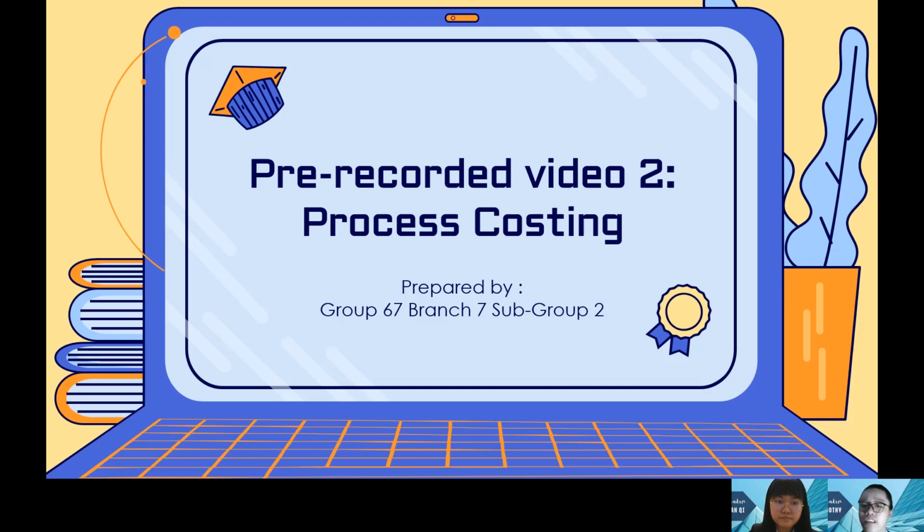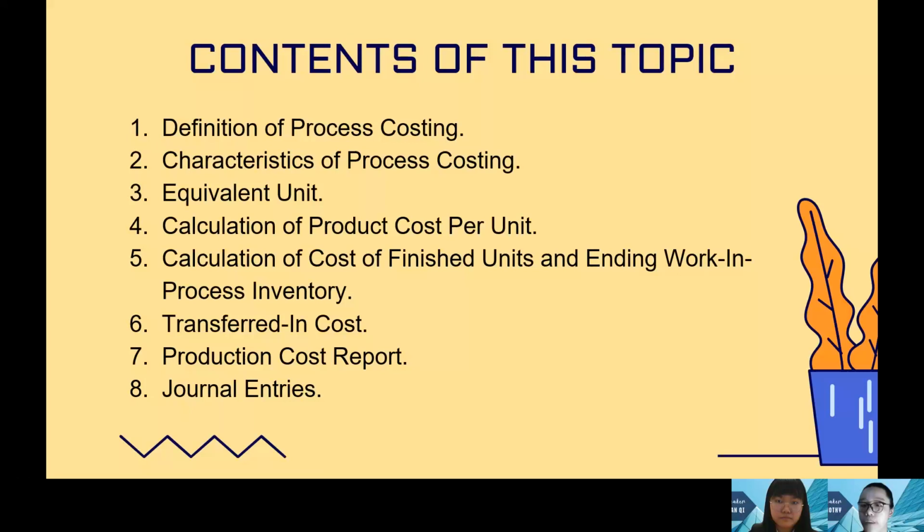And the topics will be: 1. Definition of process costing, 2. Characteristic of process costing, 3. Equivalent unit, 4. Calculation of product cost per unit, 5. Calculation of cost of finished units and ending work in process inventory, 6. Transferred in costs, 7. Production cost report, and finally the journal entries.